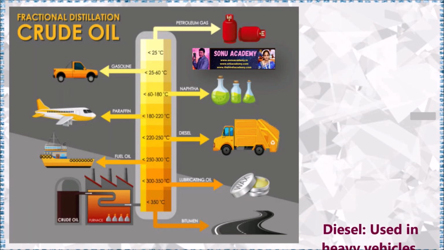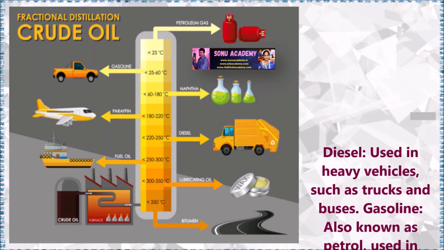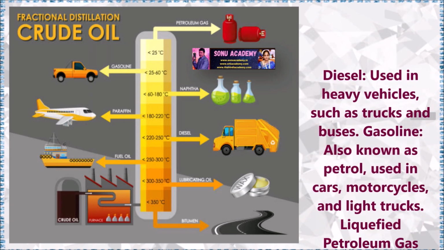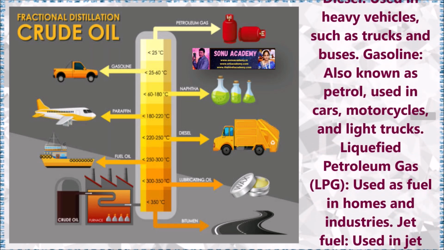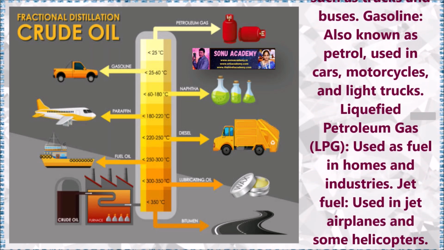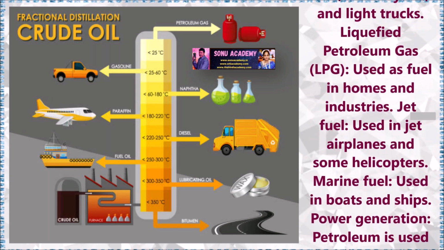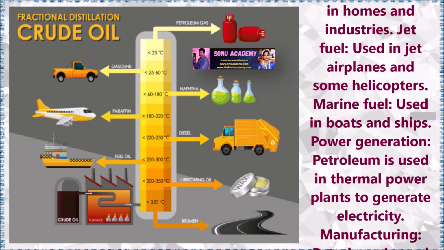Diesel: used in heavy vehicles such as trucks and buses. Gasoline, also known as petrol: used in cars, motorcycles, and light trucks. Liquefied petroleum gas (LPG): used as fuel in homes and industries. Jet fuel: used in jet aeroplanes and some helicopters. Marine fuel is used in boats and ships.